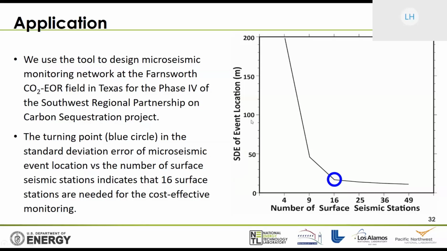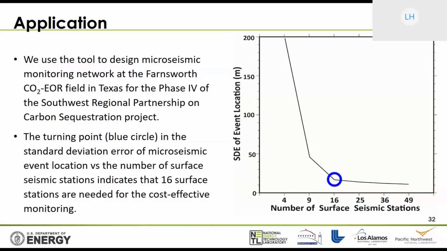So we find out the standard deviation of event location error versus the number of surface seismic stations. You can see that in this example, using 16 surface geophones should be enough for cost-effective monitoring. So that's one of our applications to the Farnsworth Southwest Regional Partnership Project.